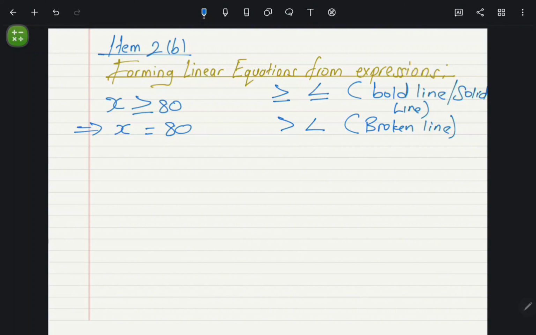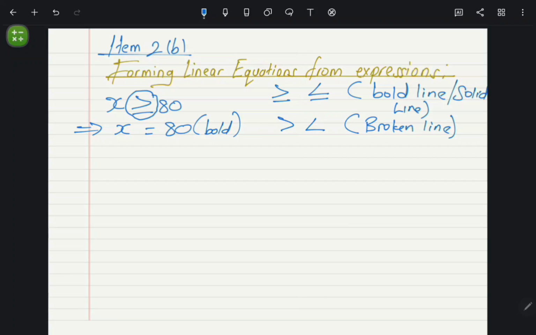But now, for our sake here, our first expression is x is greater than or equal to 80. When you're changing it into a linear equation, you replace the inequality symbol with an equal sign. And when you replace it, you have to ask yourself, before I replaced it with an equal sign, what was the inequality symbol? Does it require me to draw a bold line or a dotted line? A broken line is the same as a dotted line. Because our inequality symbol here has the equals, that means we are going to draw a bold line.